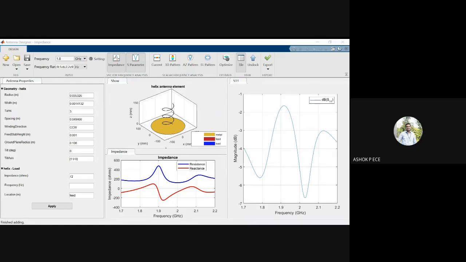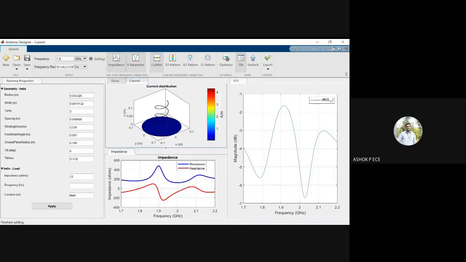Now, in the scalar frequency analysis, click the current. So, if you want to view the current distribution, click the current tab here. You can see the current variation in the helix. You can rotate and see in 3D. I think you are able to see how I am rotating. You can rotate the antenna and see how it is happening in 3D.